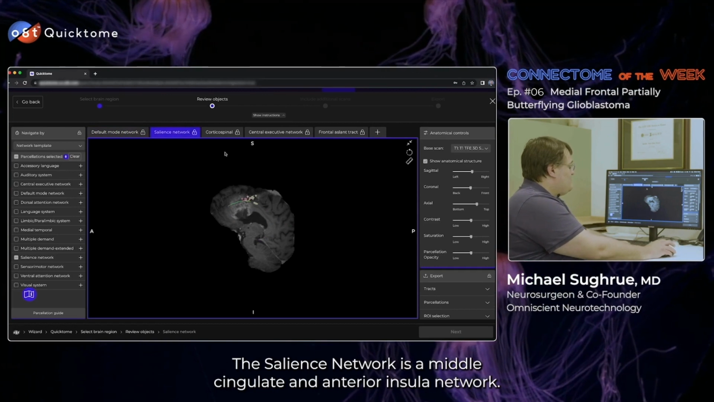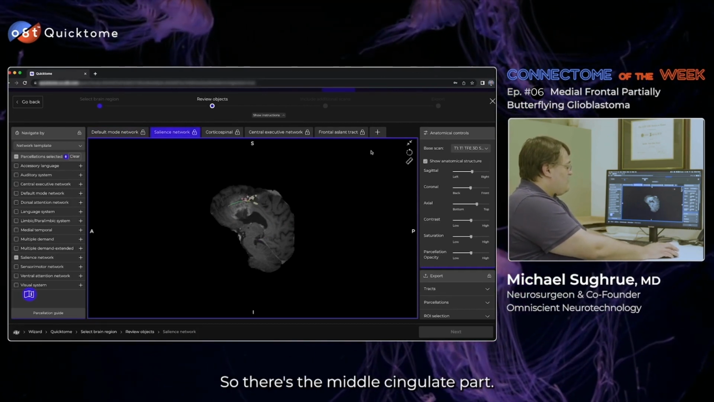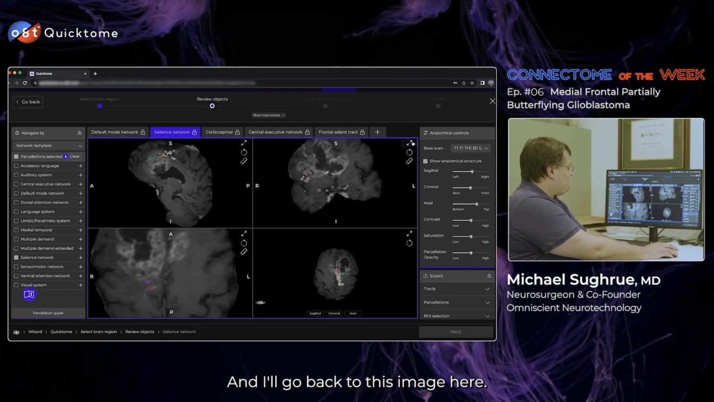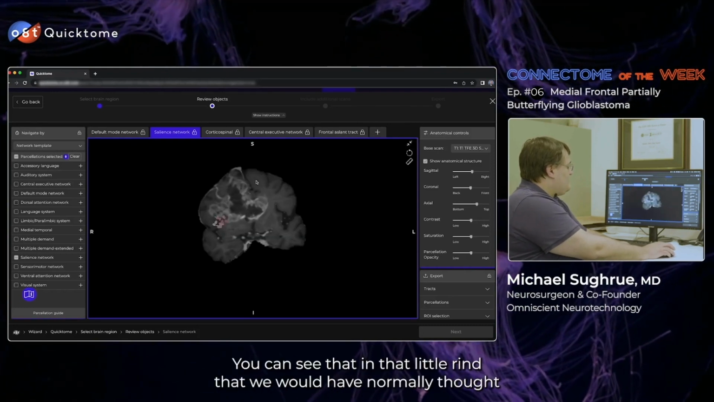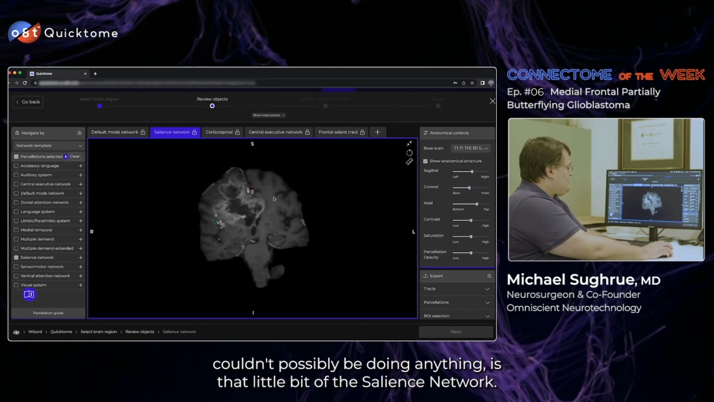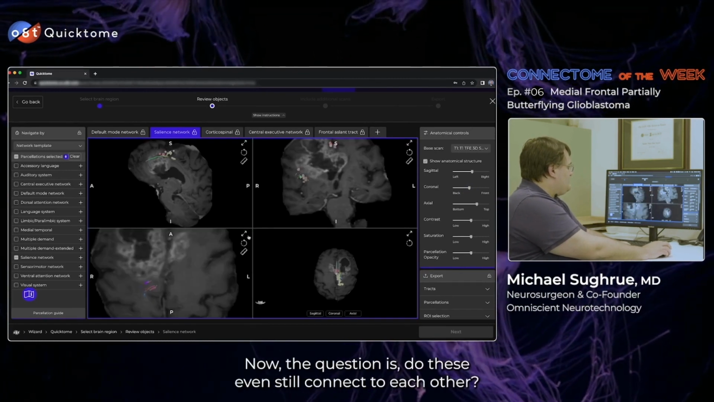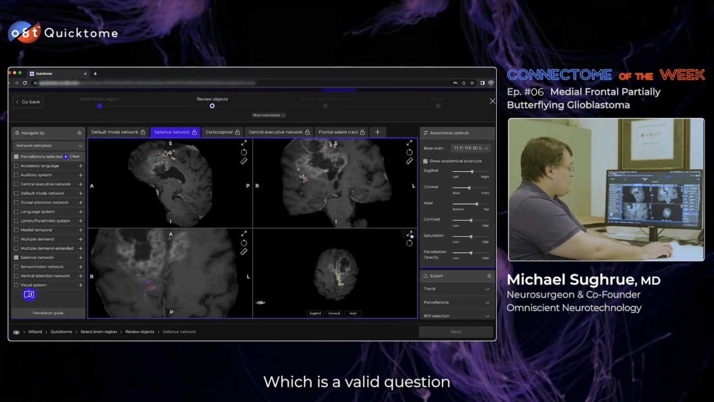The salience network is a middle cingulate and anterior insula network. So there's the middle cingulate part. And I'll go back to this image here. You can see that in that little rind that we would have normally thought couldn't possibly be doing anything is that little bit of the salience network. And there's the other part. Now the question is, do these even still connect to each other? Which is a valid question.